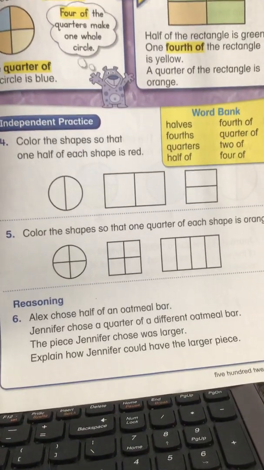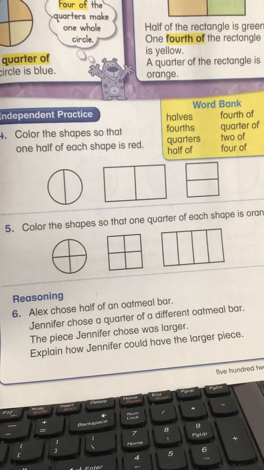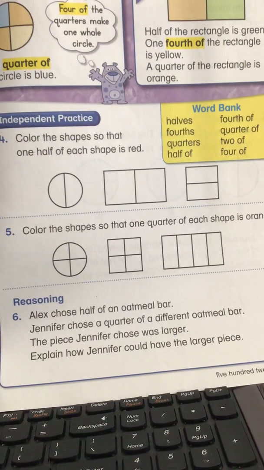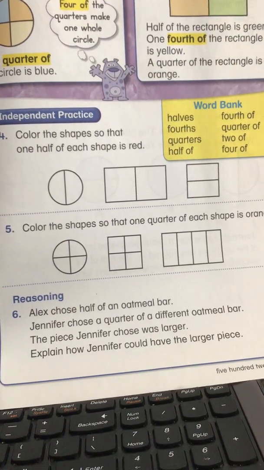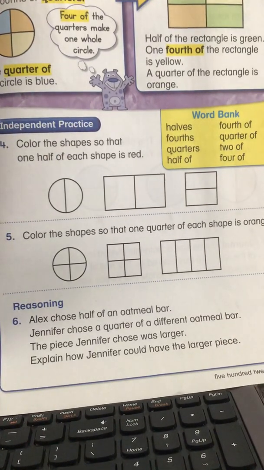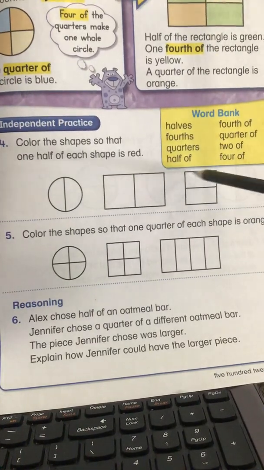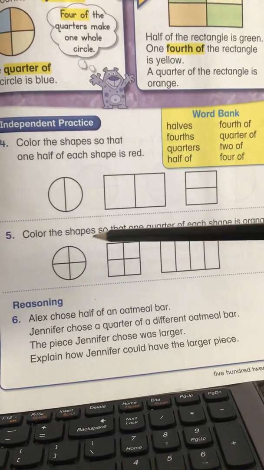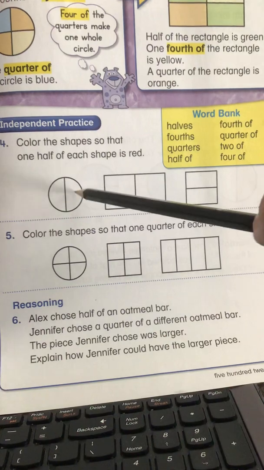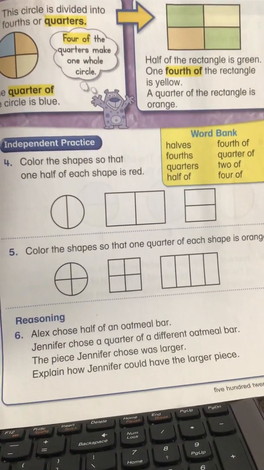Color the shapes so that 1/2 of each shape is red. If you don't have red, you can use any color you want, or you can even use your pencil. 1/2 means 1 out of the 2 parts. So each one has 2 equal parts. You are coloring 1 part. It doesn't matter which part you color, but only color 1 part for number 4.